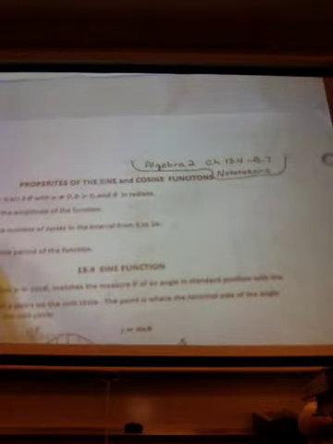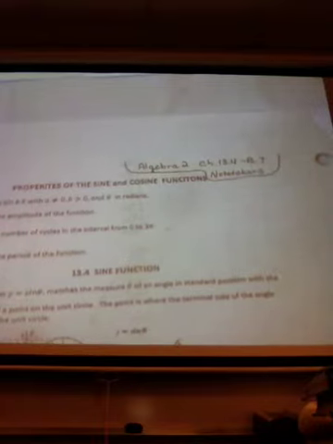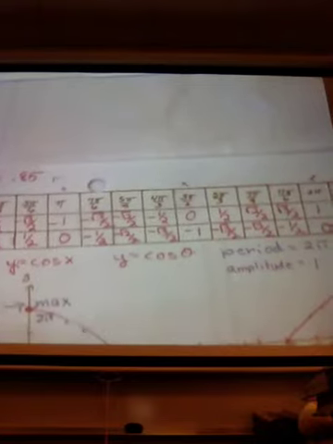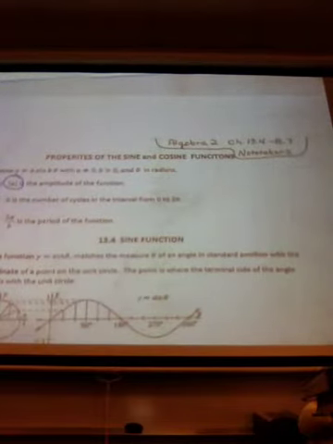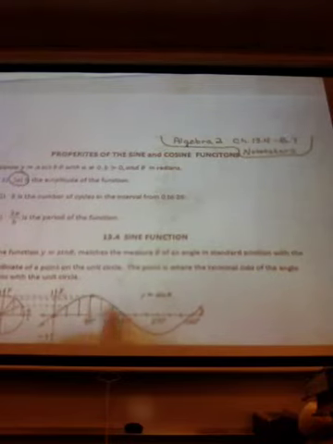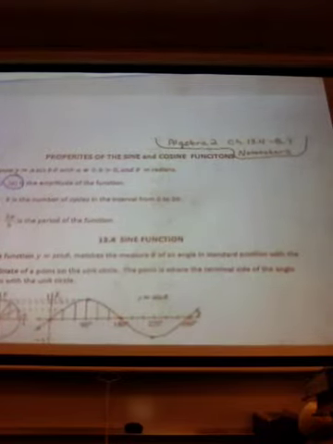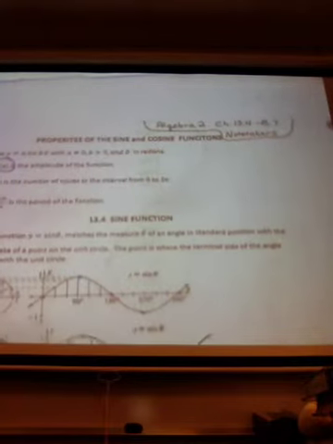Okay, B is the number of cycles in the interval from 0 to 2 pi. And that's how many, and we don't really have to worry about that this year. This is the period of the function. So here you have 2 pi divided by 1, which is just 2 pi. So right here, this matches the measure of the angle in standard position. Here I just went through it. Here it's also in degrees. These would be your critical points. Right here are the 5 critical points. This is y equals the sine of theta.